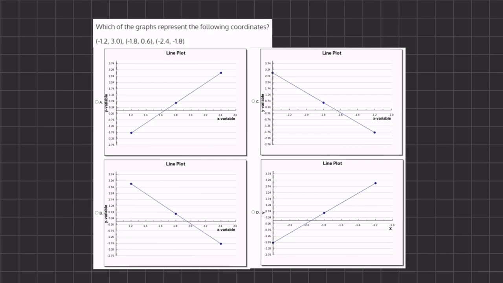Alright, so in this problem, we want to find which of the following graphs represents the following coordinates. So if we take a look at our first coordinate, negative 1.2, comma 3, x is going to be our negative 1.2, and our y value is going to be 3.